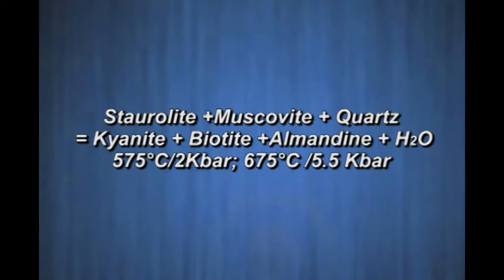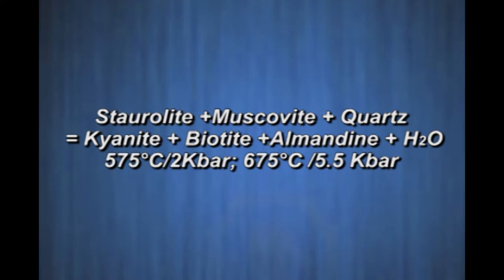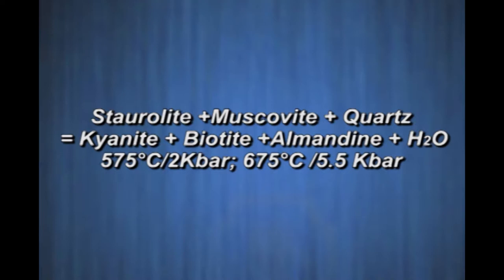This corresponds to the kyanite isograd of Barrow. Staurolite is now no more stable. It reacts with quartz in the presence of muscovite to form almandine plus kyanite plus biotite. The reaction is staurolite plus muscovite plus quartz giving rise to kyanite plus biotite plus almandine garnet plus water, which occurs at 575 degrees centigrade at 2 kilobar, 675 degrees centigrade at 5.5 kilobar, carried out by Hoschek 1969.